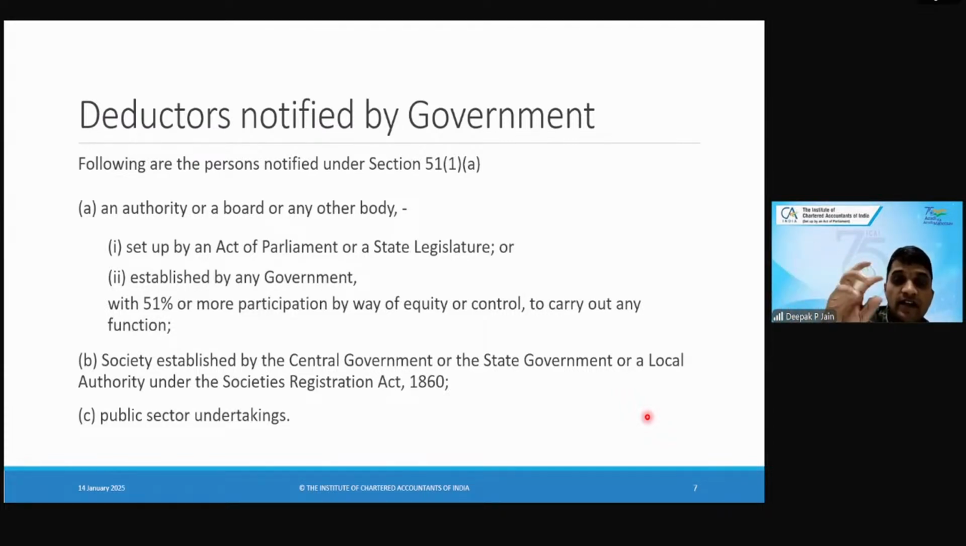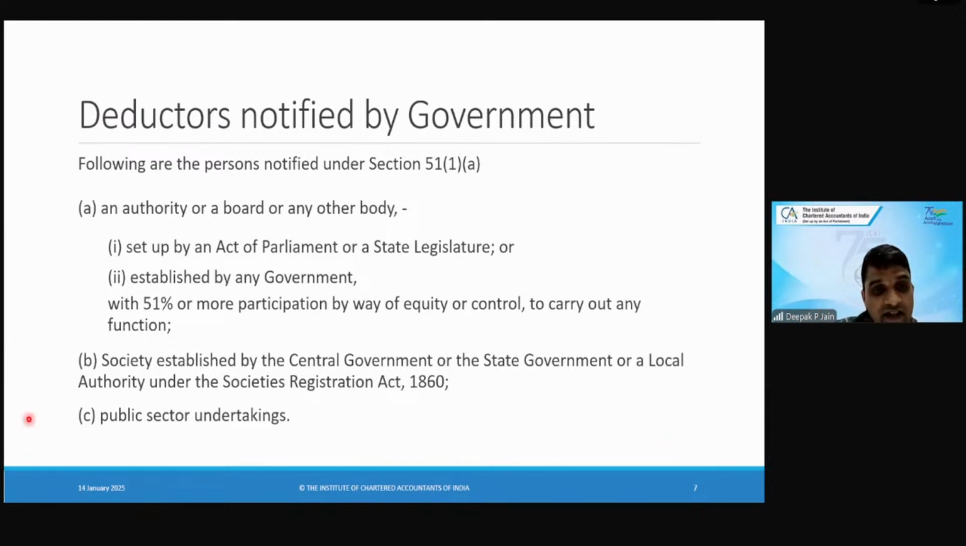Okay, only a company will be issuing equity, but a board can be set up as a trust. A board can be set up as a society. In such cases, they will not be having equity. They will only be having control of somebody. So in such cases where government is exercising control, then it becomes an authority or a board. So that will also be persons who are notified for deduction of tax.